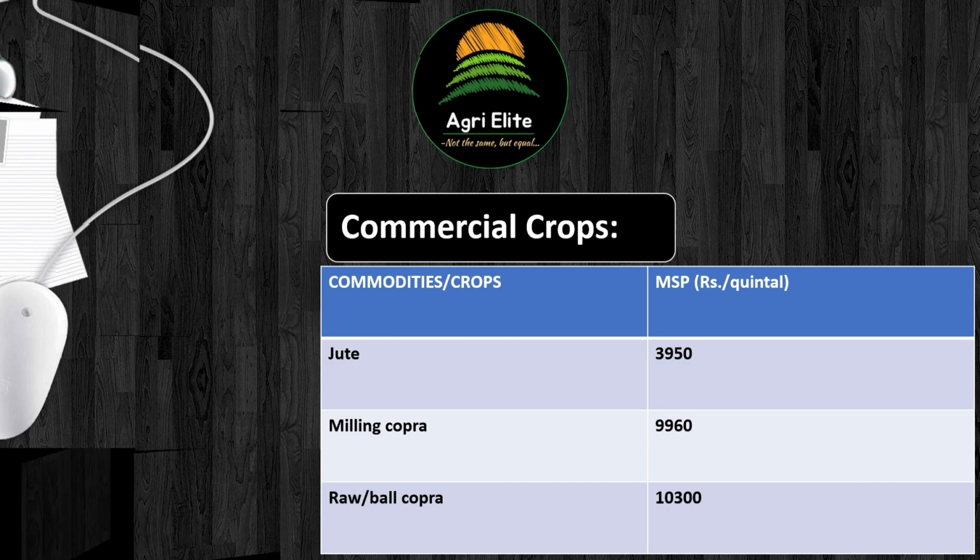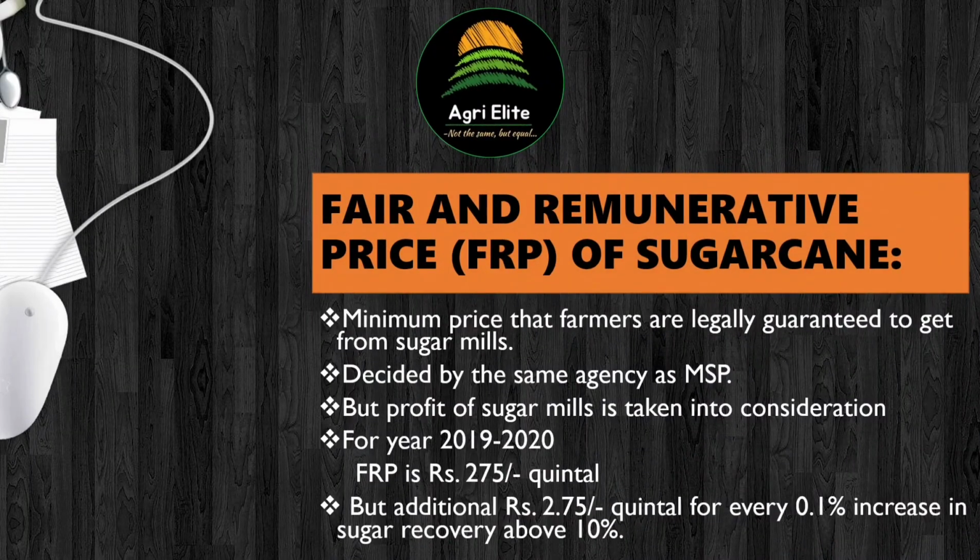Now, dealing with that, we have moved to a new topic, that is the fair and remunerative price of sugarcane. So it is similar yet different to MSP. Why am I repeating this sentence? Because see, it is also the minimum price. But here the government will not give the price to the farmers.